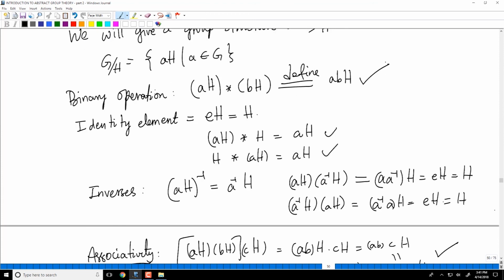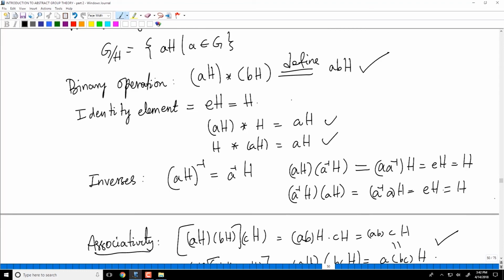You might wonder, can I just define this without H normal? As I said, if you just declare it like this, many of the properties you cannot check because the product aH star bH would no longer be abH if H is not normal. So if you just declare it without the normality hypothesis, this will not give you a group.